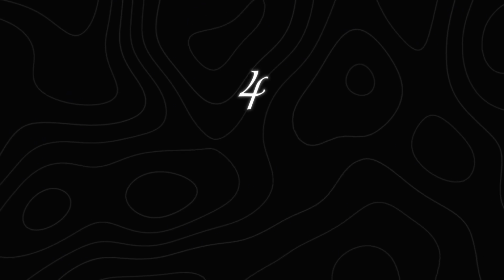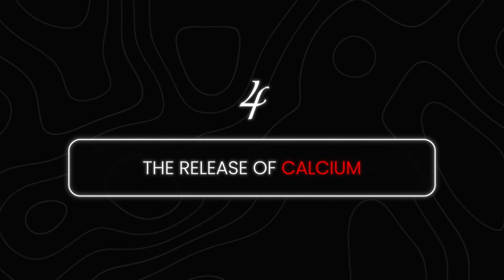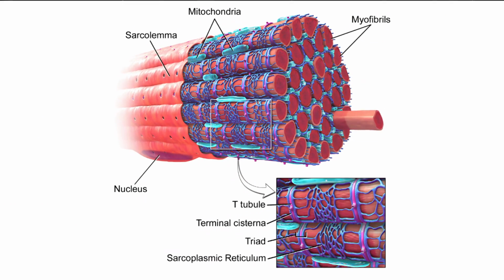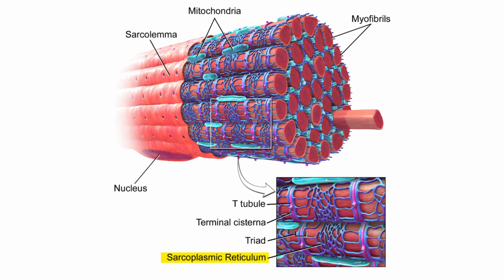And that is step 4, the release of calcium. That electrical impulse that spread all around the membrane triggers the release of calcium from a storage area. So calcium was being stored in one specific area, and then when it got that signal, it got released. And that calcium wasn't being stored at the calcium bank. That would be a little too easy. It's being stored in what's called the sarcoplasmic reticulum.